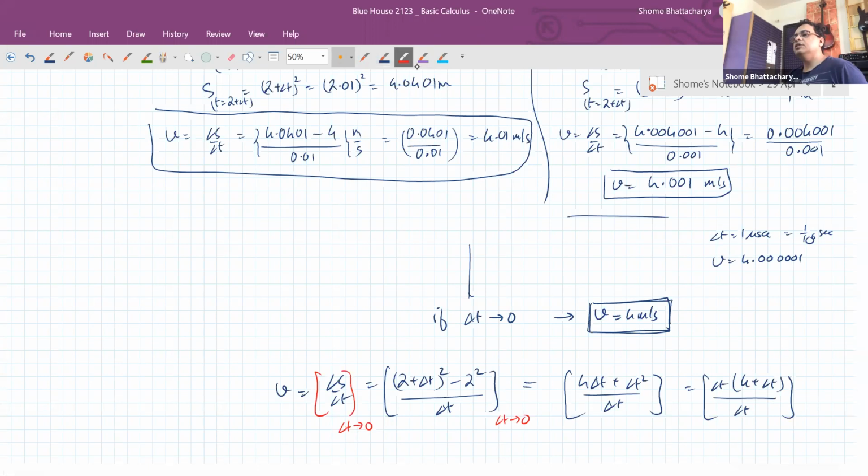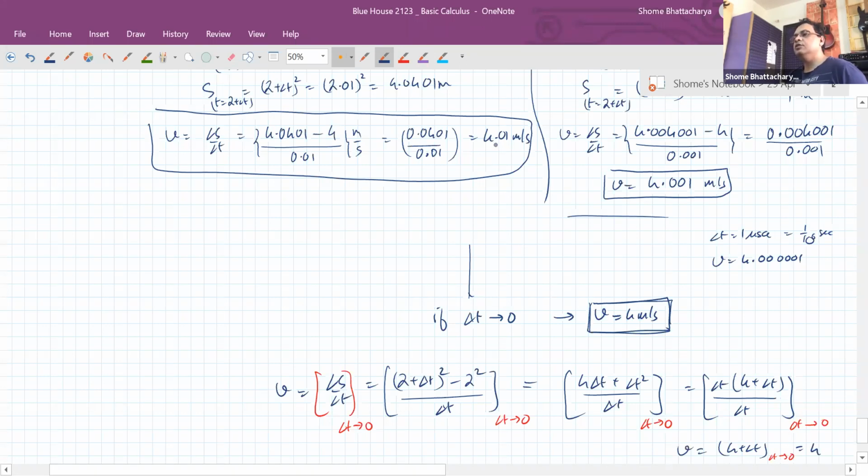Now remember, we are using the condition that delta t is tending to 0, but it's not equal to 0. So if it's not equal to 0, then these two are cancelable. So this should ultimately be equal to 4 plus delta t. And if we put the condition that delta t is almost equal to 0, compared to 4 it's negligible. So it becomes exactly 4.